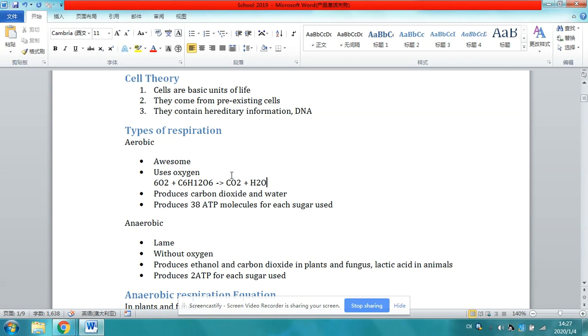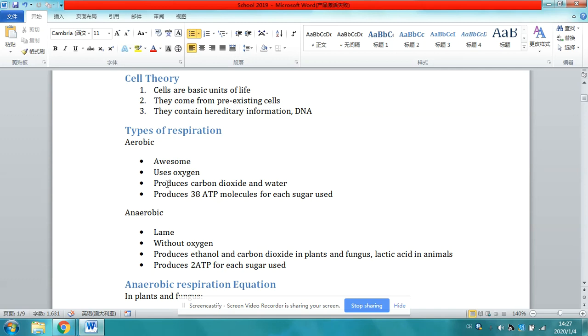And I can't be bothered to balance it. Actually, it's pretty easy. I think that's balanced. Yeah. Anyways, this over here is the chemical equation for aerobic respiration. And you will need to know this. It's pretty simple. Anyway, let me get rid of that.